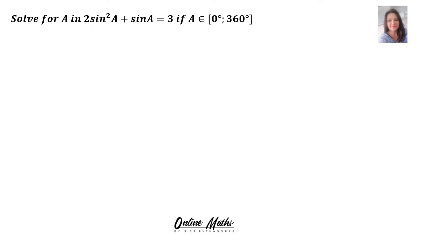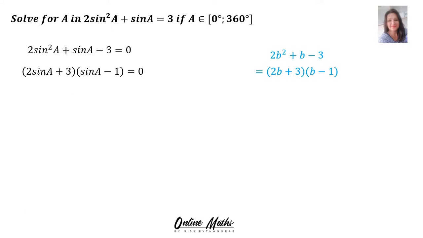Solve for A in 2 sin squared A plus sin A is equal to 3 if A is an element of 0 up to 360. So we start with the sum, 2 sin squared A plus sin A minus 3 is 0. Again, I want you to recognize the algebra. That one in algebra will be 2b squared plus b minus 3. When you factorize, it becomes (2b plus 3)(b minus 1). Now you can go back to trigonometry and factorize, and it becomes (2 sin A plus 3)(sin A minus 1) is equal to 0.